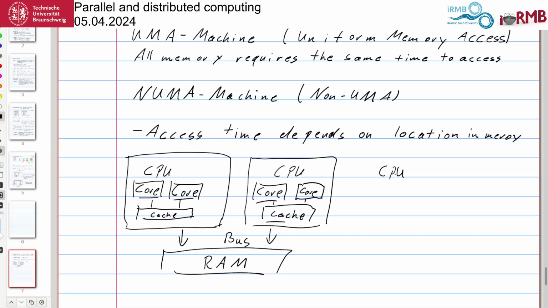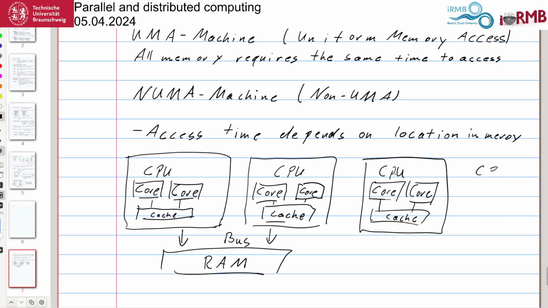It's NUMA because it accesses the memories through different caches. But it can be even worse than this, because most machines nowadays look like this. Say we have internal cache here. You would have several levels of cache. If you have several levels of cache, then even different cores can have different access times, because they are connected to different levels of cache.